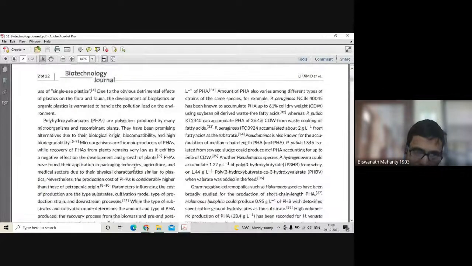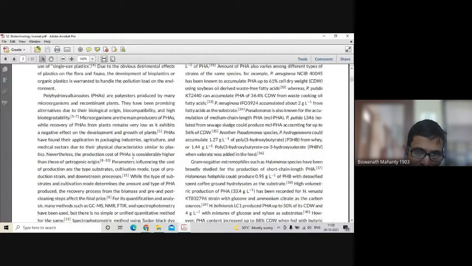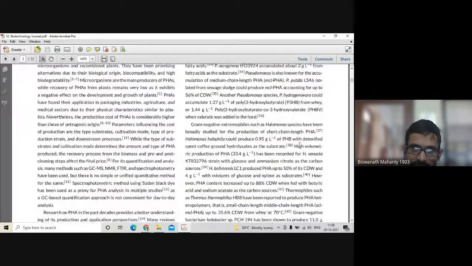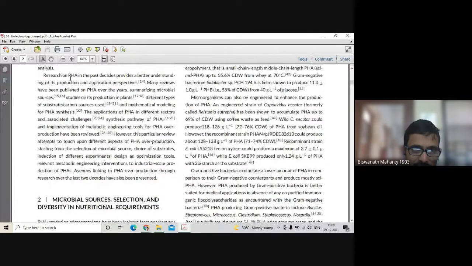Why this review is important, why PHA is important, how many people have done this. You see, we are giving references for many articles. Then you are talking about why this research, how it has changed, and why possibly our review is important. So we are saying here that research on PHA in the past decades has provided better understanding of its products and applications. Many reviews have been published on PHA over the years. What have they done? Summarizing the microbial source, production, different types of substrate, carbon, mathematical modeling, and PHA synthesis. They have done that. So we have to say why we are doing this now. So we are also saying, however, this particular review attempts to touch upon different aspects of PHA overproduction.